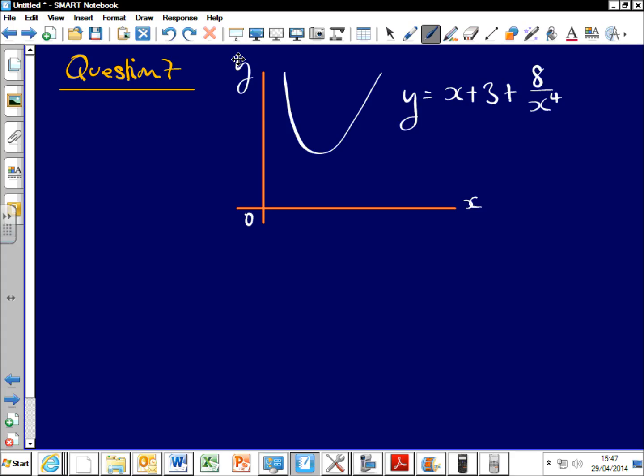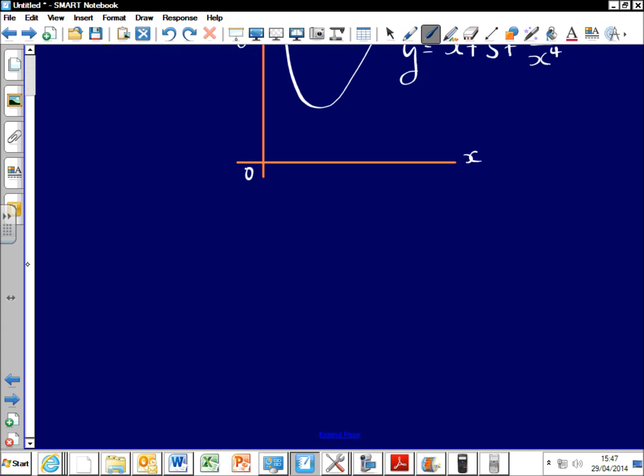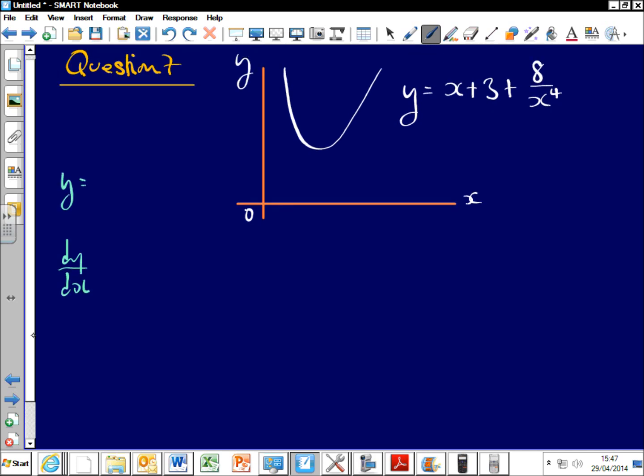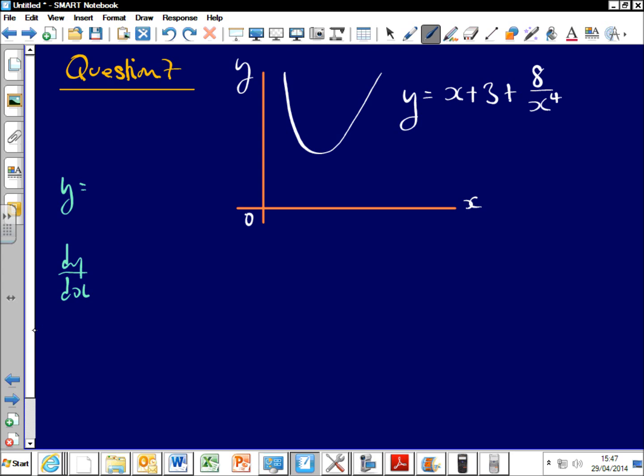First thing we want to do is find dy/dx. So, can we do that? Can we find what dy/dx is? Well, first of all, before I find what dy/dx is, it's probably best to write this expression for y in terms of indices rather than 1 over x to the 4. So, I'm going to change it to x plus 3. And this last term, is there a better way I can write that for differentiating? 8x to the minus 4, perfect.